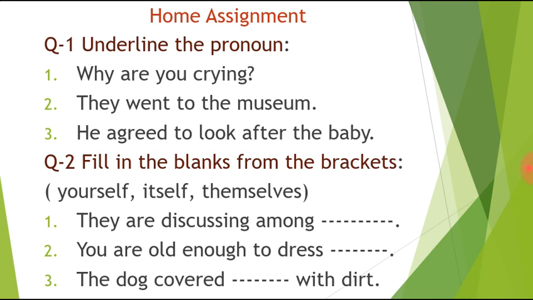Here children, for you there are two example exercises for home assignment. First question is, underline the pronoun. So you have to underline the pronoun in the following sentences, and question 2 is fill in the blanks from the brackets. That means brackets are given here and you have to complete the blanks by following the brackets.